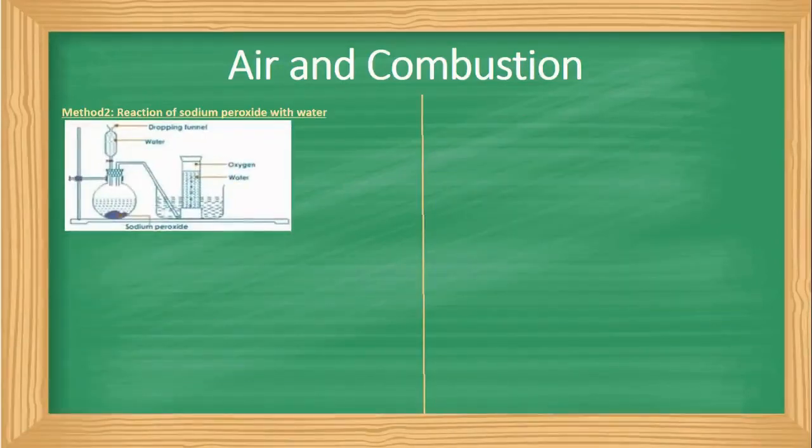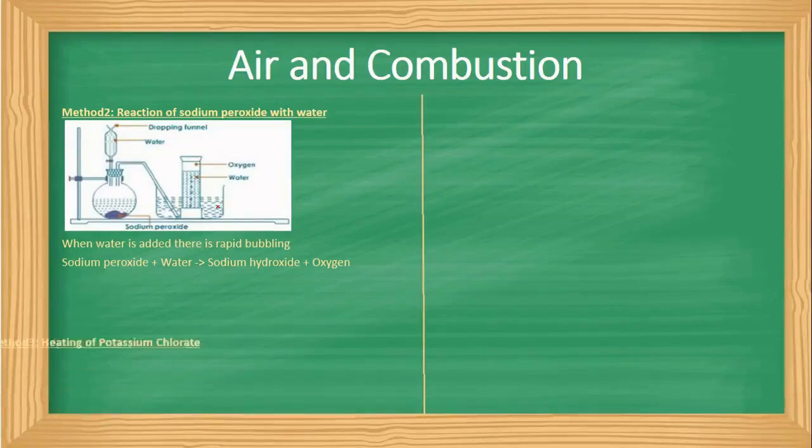Method 2 of preparing oxygen in the laboratory is the use of water and sodium peroxide. As you can see in the setup, sodium peroxide is down here inside the flask, and water is being dropped down using the dropping funnel. As in the previous case, when water is added, there will be rapid bubbling, and then the gas will be collected over water, like it was the case in the previous preparation method.